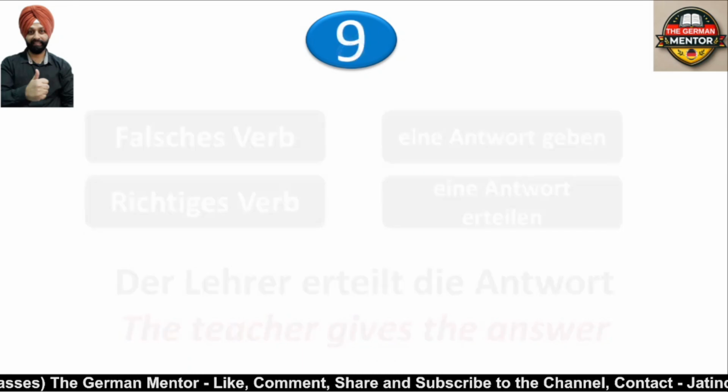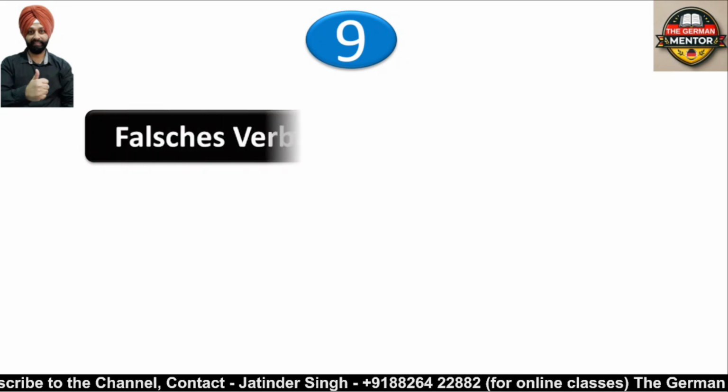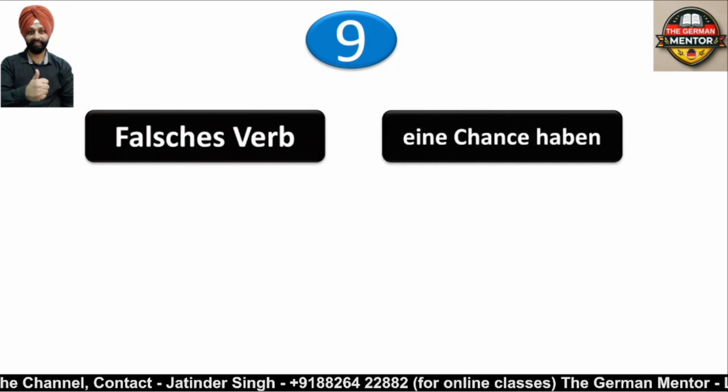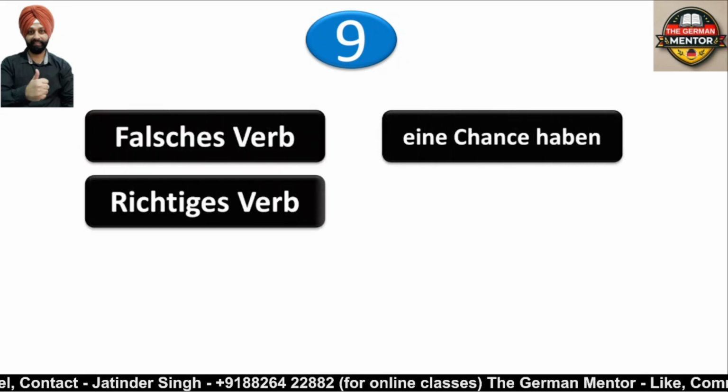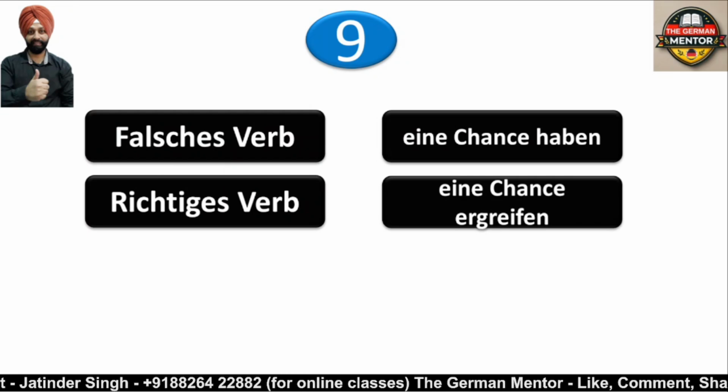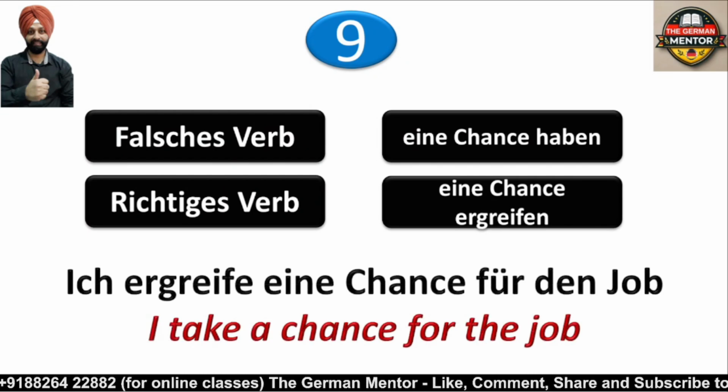The next one, Nummer 9. First we see the wrong combination, falsches Verb: eine Chance haben. You need to use richtiges Verb: eine Chance ergreifen. Zum Beispiel, ich ergreife eine Chance für den Job. I take a chance for the job. So ergreifen is the correct verb in this combination.